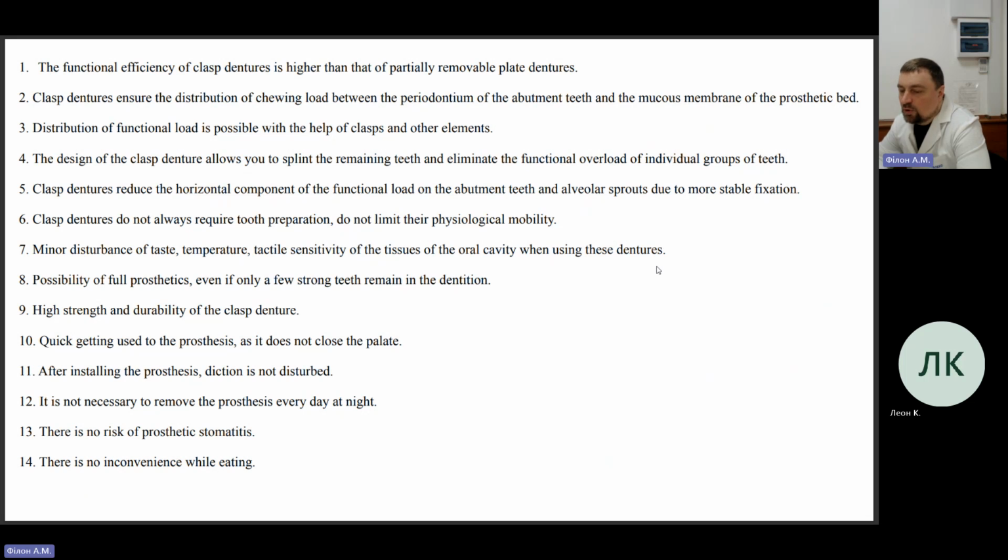Clasp dentures do not always require tooth preparation and do not limit psychological mobility. They have minimal effect on taste and tissue sensitivity in the oral cavity. There is the possibility of full prosthetics even if only a few strong teeth remain in the dentition. They have high strength and durability. Getting used to the prosthetics is easier because it doesn't cover the palate. After installation, it is not disturbed, it is not necessary to remove it every night, there is no risk of prosthetic stomatitis, and there is no impairment while eating.